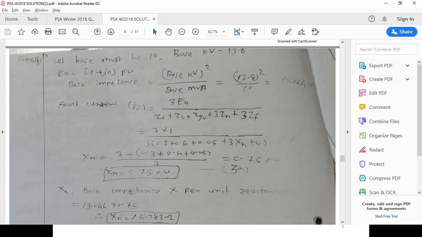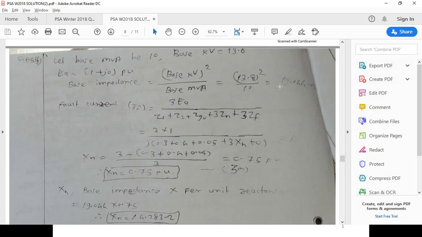Now base impedance is equal to, we have the basic formula, base impedance is equal to base kV squared upon base MVA. So what is the base kV in this case? 13.8 squared upon 10, that is 19.044 ohm. So this is the base value of impedance.